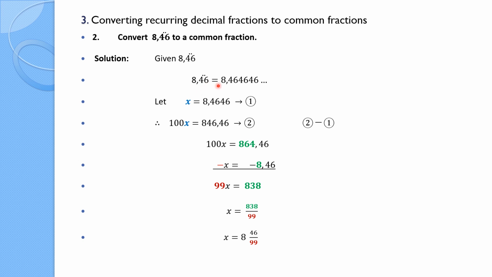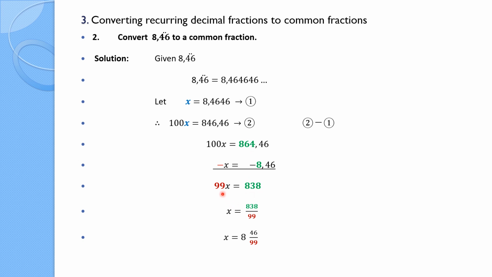So therefore, to move 2 spaces, I need 2 zeros. Therefore, I'm multiplying by 100. I hope you follow. So I multiply by 100, my comma moves 2 spaces, and now I have 846,46 recurring. So that's my equation 2. So 100x equal 846,46, minus x equal that. If we subtract, 100x minus x gives me 99x. That should read 846. Somehow I typed 864. Forgive me. So 846 minus 8 gives me 838.